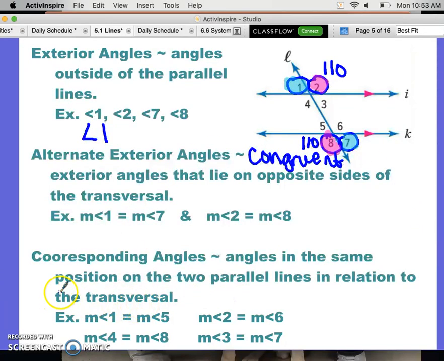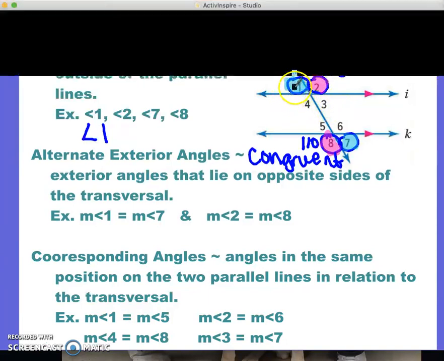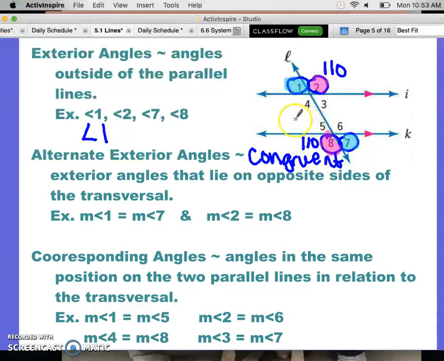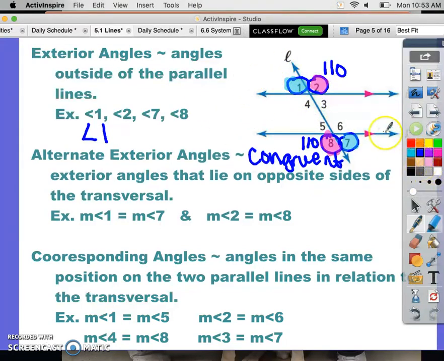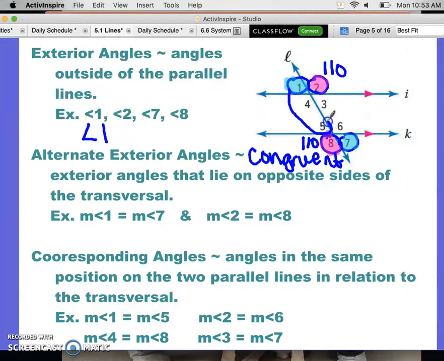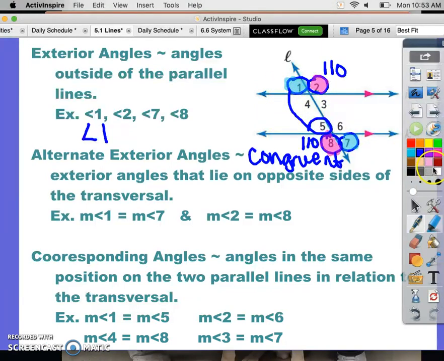Okay? Corresponding angles. So if I think about this as 1, 2, 3, 4, I started in the top left corner and I go clockwise, right? We'll start in the top left corner here, so it would be 5, 6, 7, 8. The ones that are in the same relative position are going to be corresponding angles. So 1 and 5 are going to be corresponding angles. Should I use a different highlighter? Highlight them.